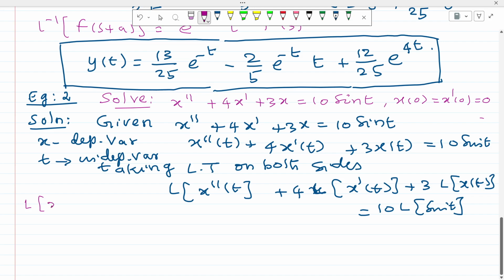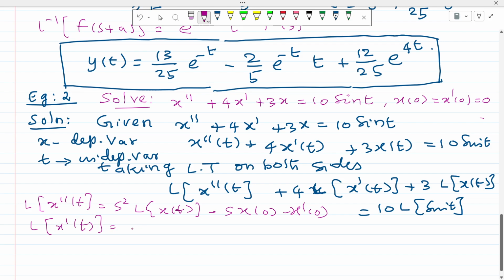L of x double dash of t equals s square L of x of t minus s into x of 0 minus x dash of 0. That is the first formula. Second formula: L of x dash of t equals s into L of x of t minus x of 0. Apply these two formulas to the left hand side. Then what do you get?